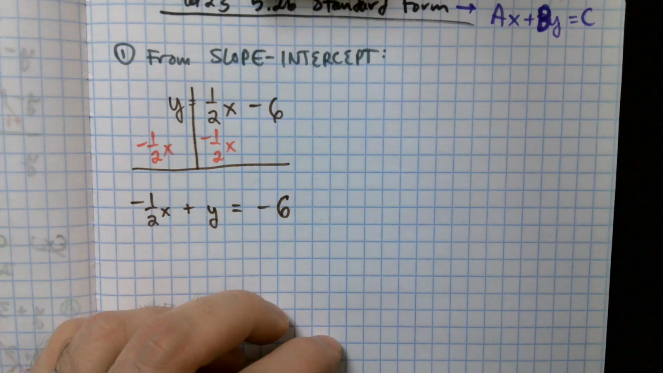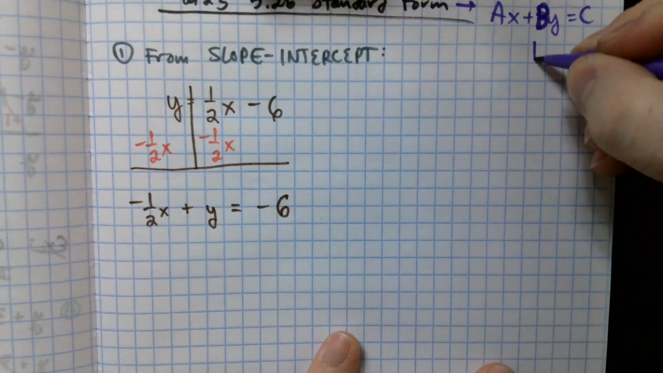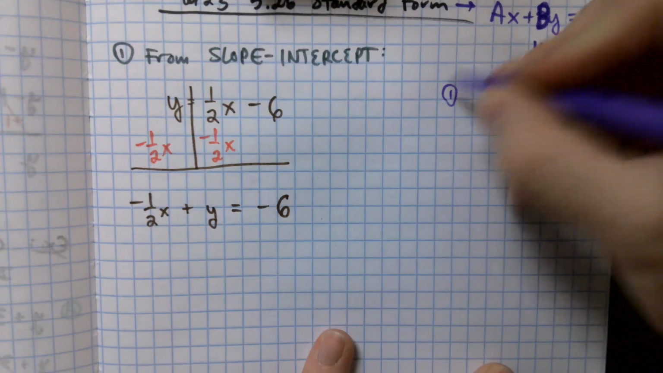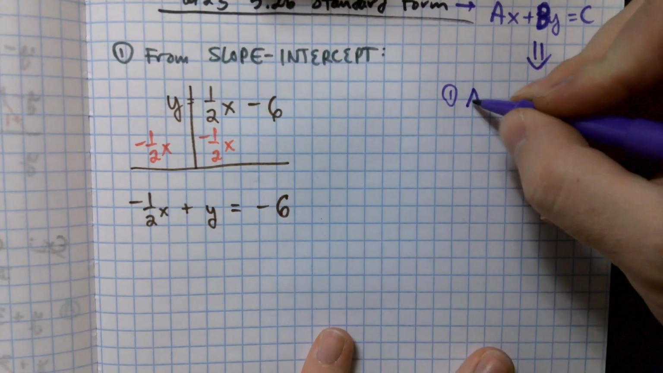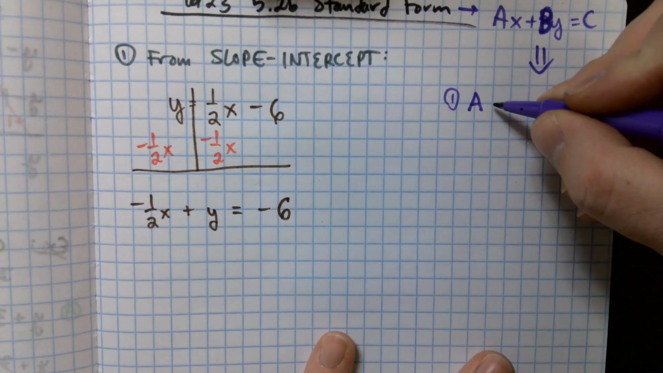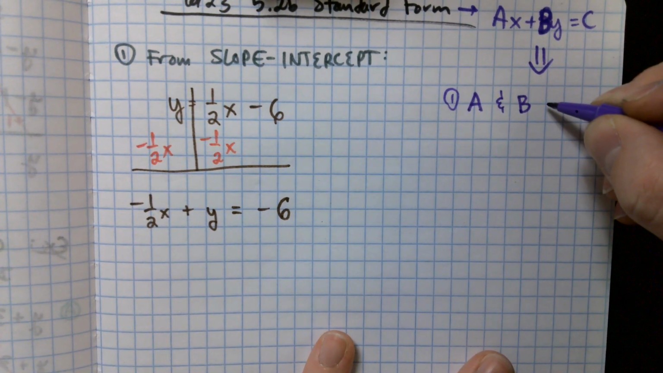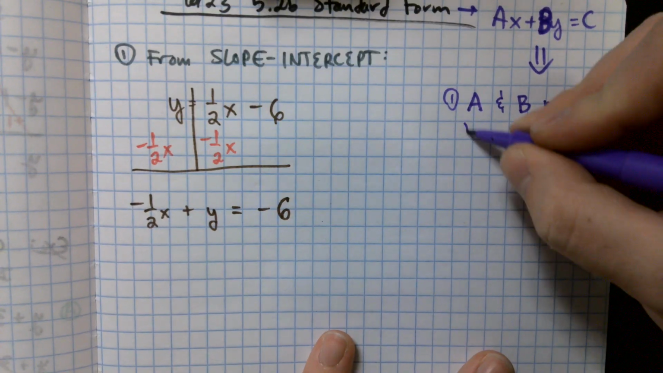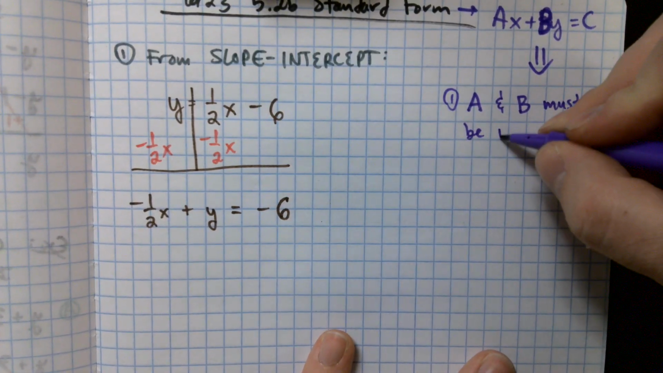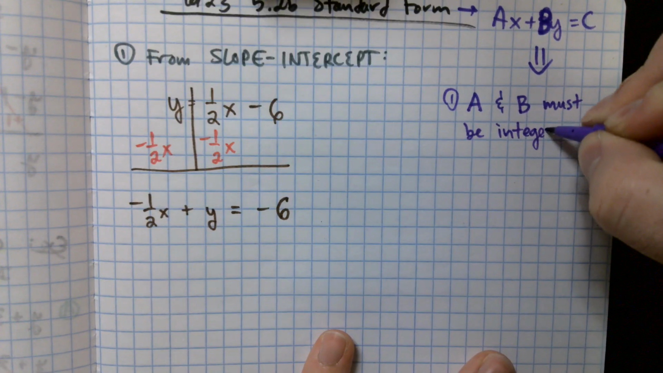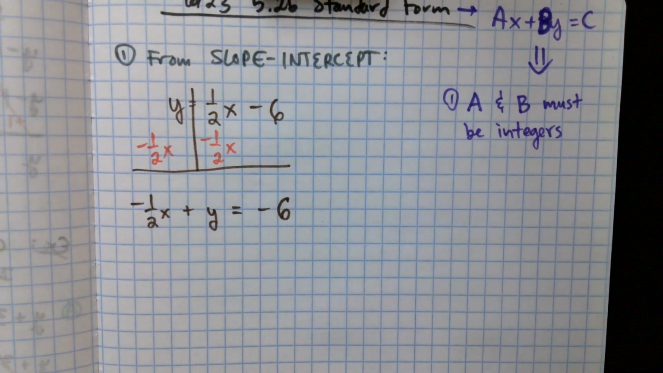But there's a couple of things that we need to satisfy with standard form. The first is that A and B must be integers. We talked about that when we previously introduced standard form. I can't have a fraction as my A or B. I want them to be either whole numbers or integers.